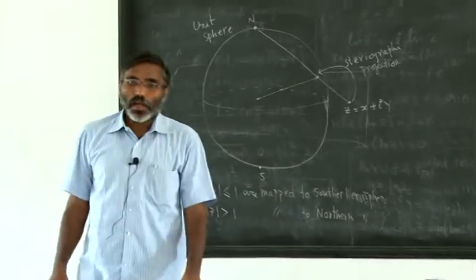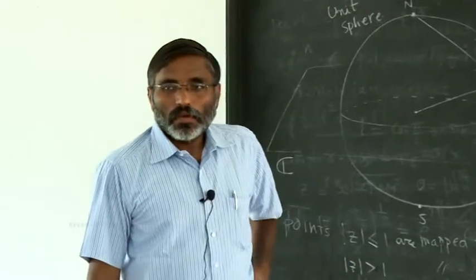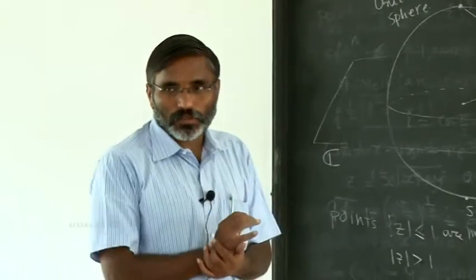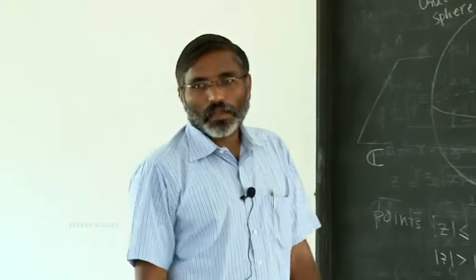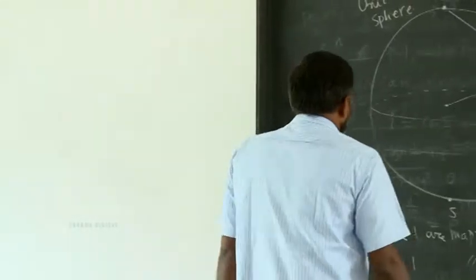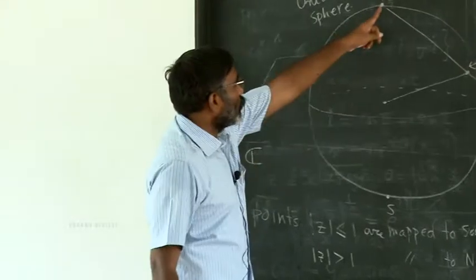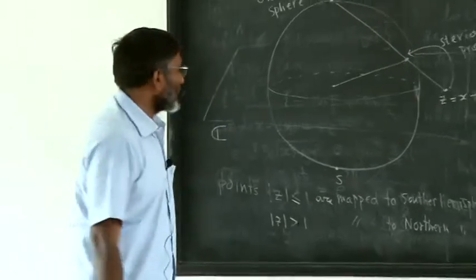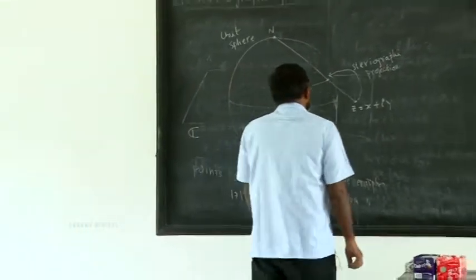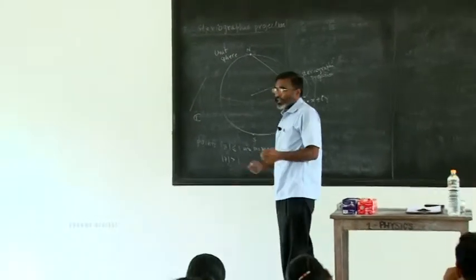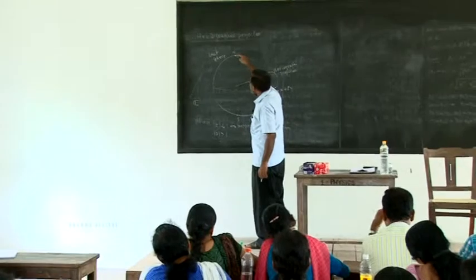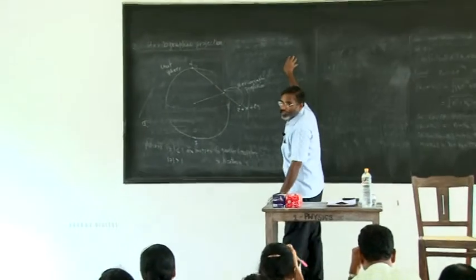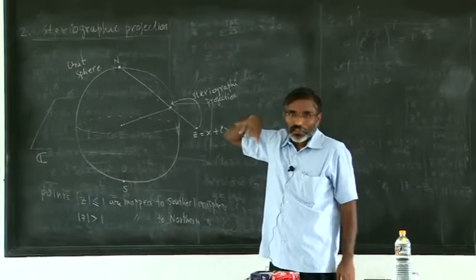So what is the point to which the origin is mapped? Just to make sure you are following what I am saying. The origin is mapped to which point? South pole. Because you draw a line directly here, the origin is mapped to the south pole. Now if I have a point at infinity, what happens? It will go parallelly, right? So all points at infinity are mapped to N.